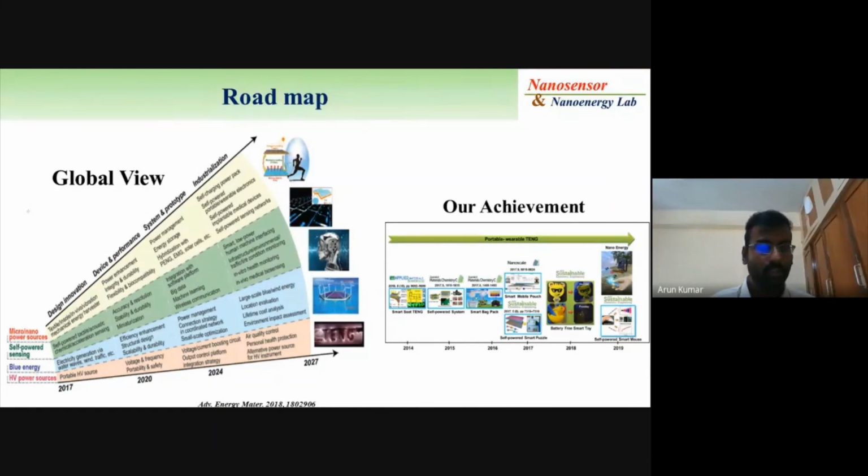And this is a roadmap view, just our plan. This is a global view. Around 2027, we are planning for complete industrialization using TENG and piezoelectric devices. But in 2019 itself, we already have commercial-based products. We're trying for some industry; if they wish, they can collaborate and take the patent for making the product. So that's our view.